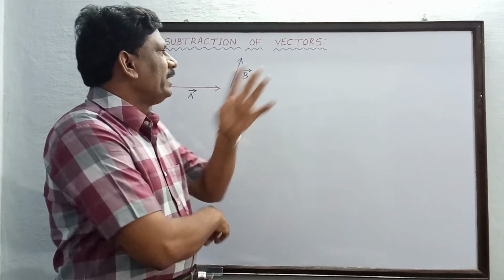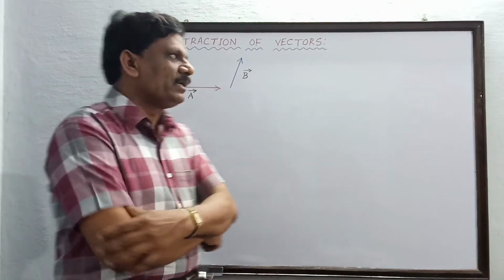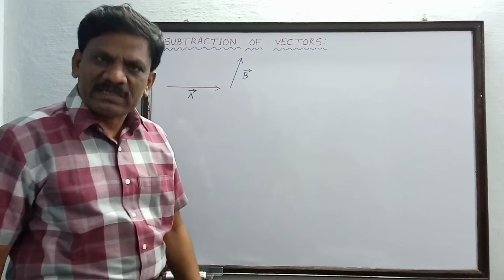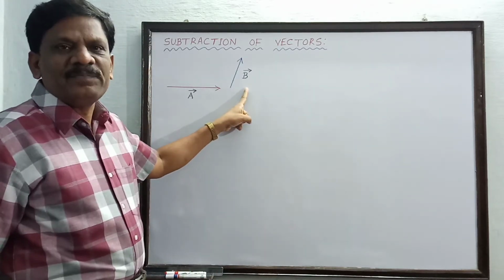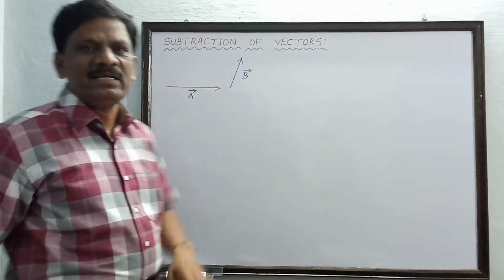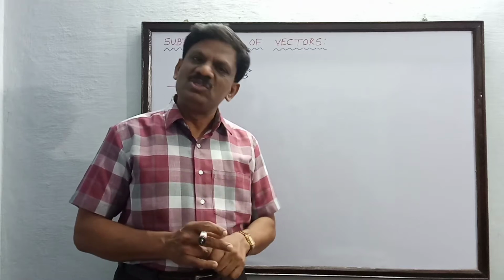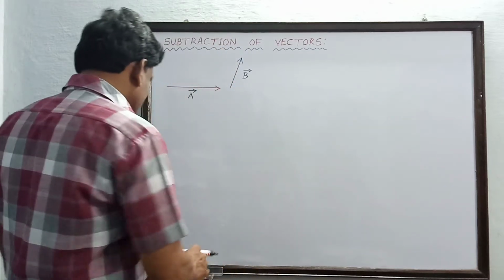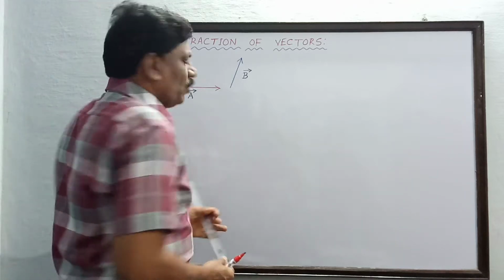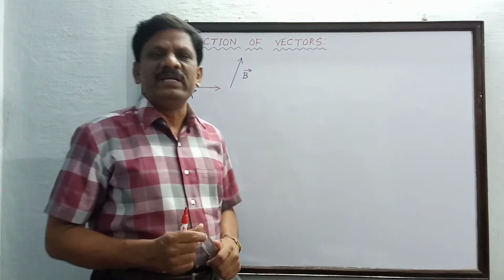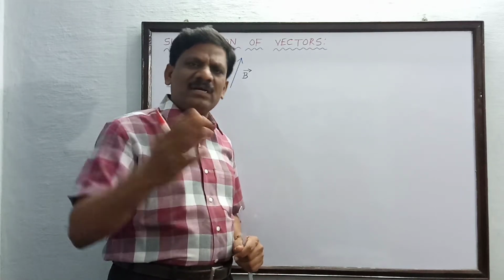Now, by the geometrical method, how do we find the subtraction of two given vectors? What are the two given vectors I have considered? Vector A and vector B. These two vectors are acting in different directions, so there is some angle made between the two vectors. First of all, I will consider the two given vectors. For addition of vectors, what we did, we will start from that.